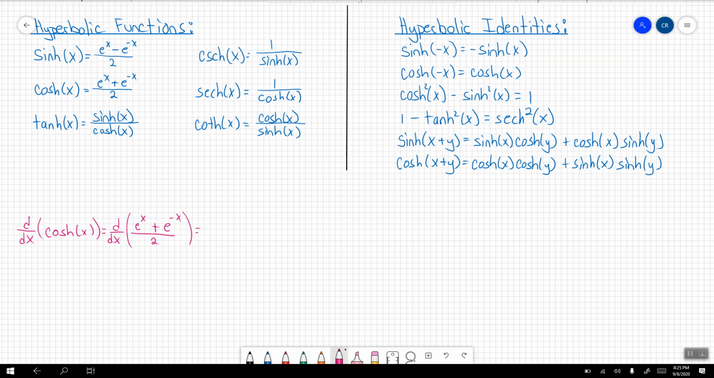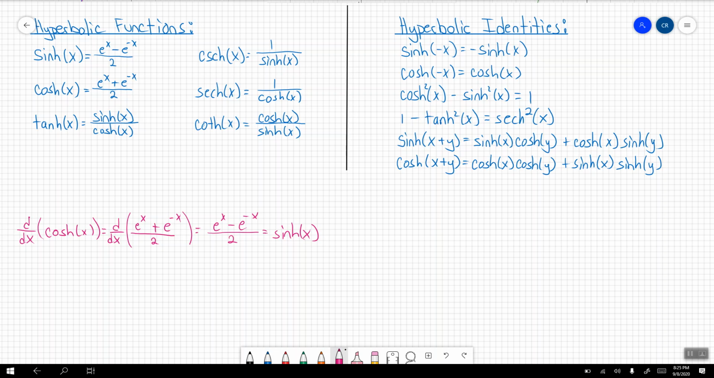Now, taking the derivative of e to the x, we get e to the x back itself. Taking the derivative of e to the negative x, well, we use the chain rule, and we get negative e to the negative x, all divided by 2. Now, look at this result, e to the x minus e to the negative x, all divided by 2. That should signify that this is your hyperbolic sine of x, which means that these derivatives for these hyperbolic trig functions are cyclic, very much like your regular trigonometric functions.